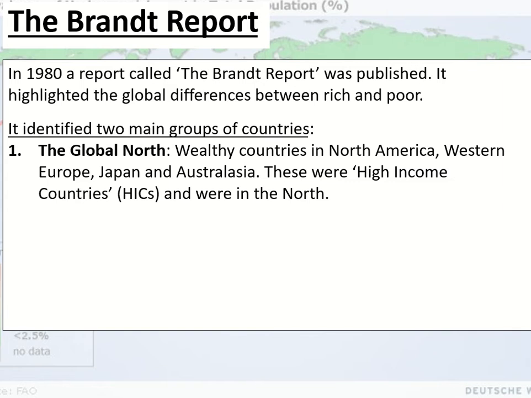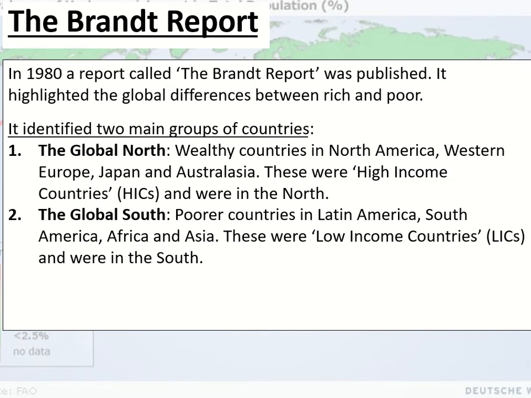Now, they were classed as the high-income countries, and they were largely in the northern hemisphere. Now, the global south, which is the logical next step, were generally the poorer countries, so Latin American countries, South American countries, African, Asian, and they were classed as the LICs, or the low-income countries, and they were predominantly in the south or the southern hemisphere.